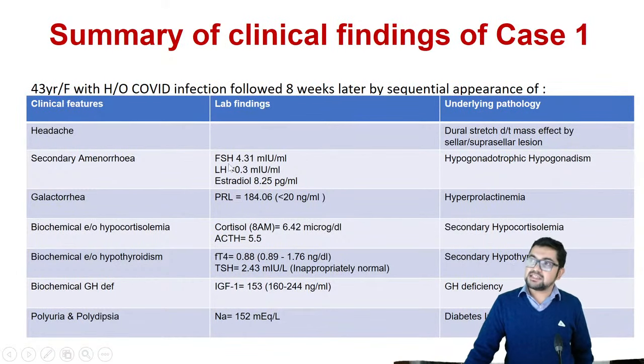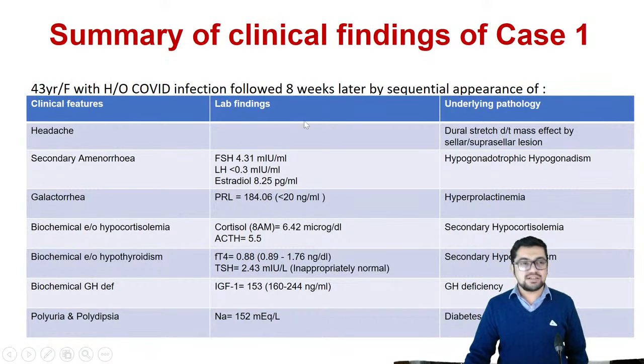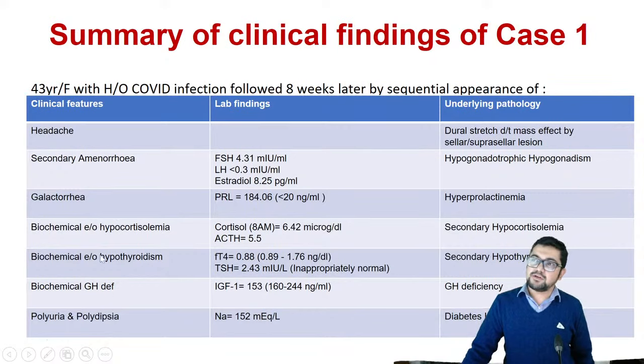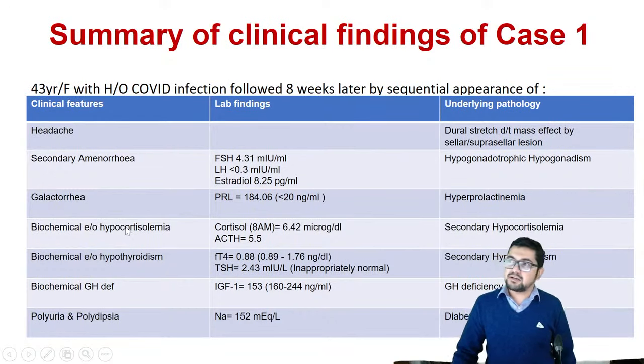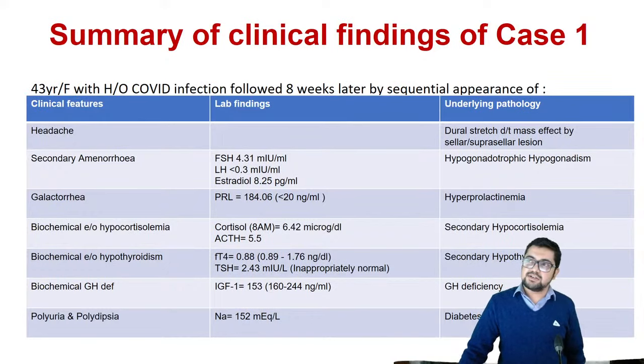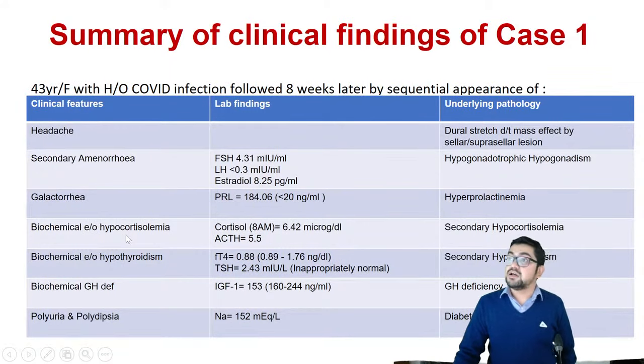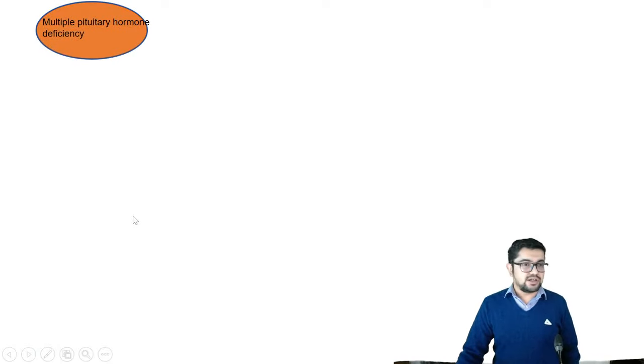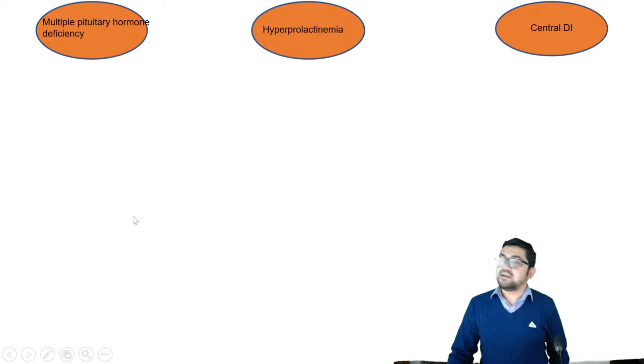On the background of these symptoms, her headache was possibly due to dural stretch caused by a mass in the sellar or suprasellar region. She developed polyuria from DI late into the course of illness, possibly because the initial symptoms of DI were masked by hypocortisolemia, because as we know, cortisol decreases ADH secretion from the paraventricular nucleus and also decreases aquaporin 2 expression in the distal convoluted tubule. These symptoms of DI got masked when she was started on cortisol supplementation after the evidence of hypocortisolemia. So, briefly speaking, she had multiple pituitary hormone deficiency, hyperprolactinemia, and central DI.